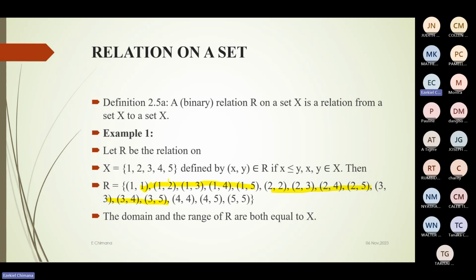You can do the same with 4. 4 cannot pair with the smaller values, because 4 is always greater than these values. So you start from (4, 4), and then you have (4, 5). If you go to 5, 5 cannot be paired with the smaller values, because 5 is greater than or equal to all those values. So we only have (5, 5). So this will be your relation. That's how you formulate a relation from a given set.